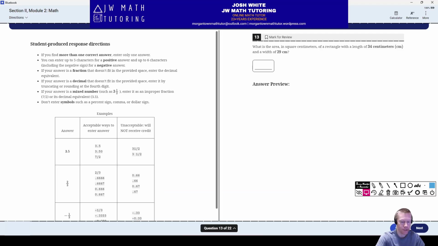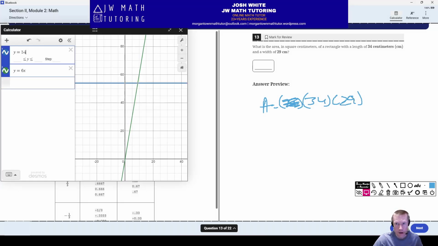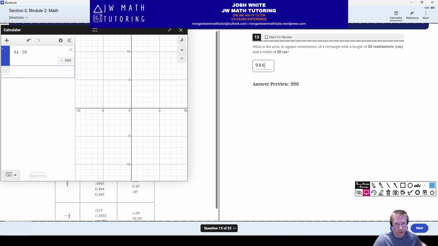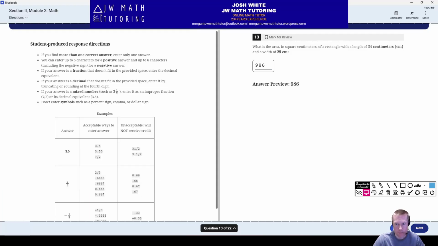All right, for number 13 now, you are given the width and length of a rectangle, and we just want to know the area. So of course, area is length times width. I guess technically I would put 34 first because that's the length and 29 second, although it doesn't matter because again, multiplication is commutative as well. So what is 34 times 29? Well, it's just 986, and that is our correct answer. And we can move on to the next problem.